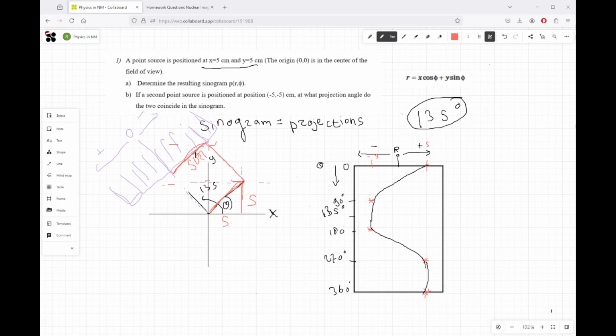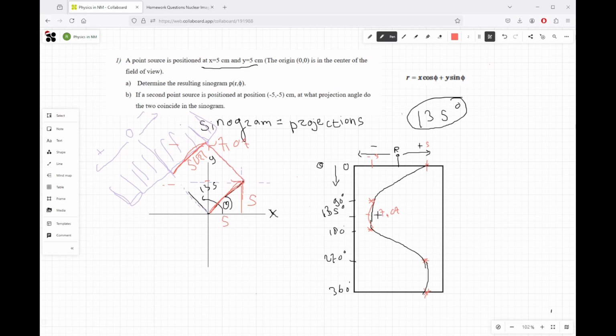That roughly equals 7.07, which is the value here. So this is the peak. This actually should be higher because it's the peak, which is minus 7.07, which is the value right here.